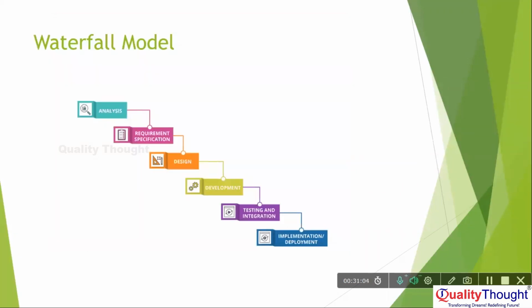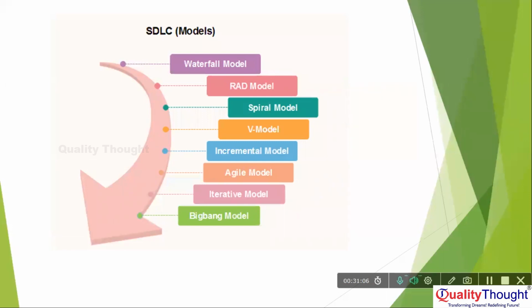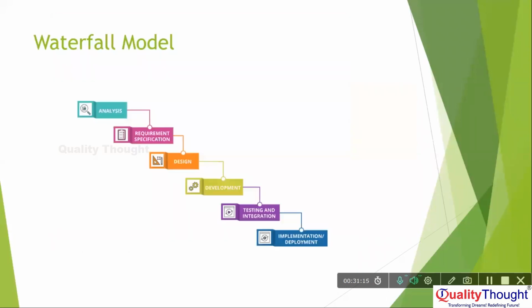So first we'll see waterfall, because it's the first model which IT companies started using, and other models are derived from the waterfall model only. That is the reason why we'll focus on the waterfall model, and then we'll see other models. So the waterfall model consists of 6 stages: the requirement phase, then the analysis phase, design phase, development phase, testing and integration, and implementation or deployment. I'll explain each and every point in detail.